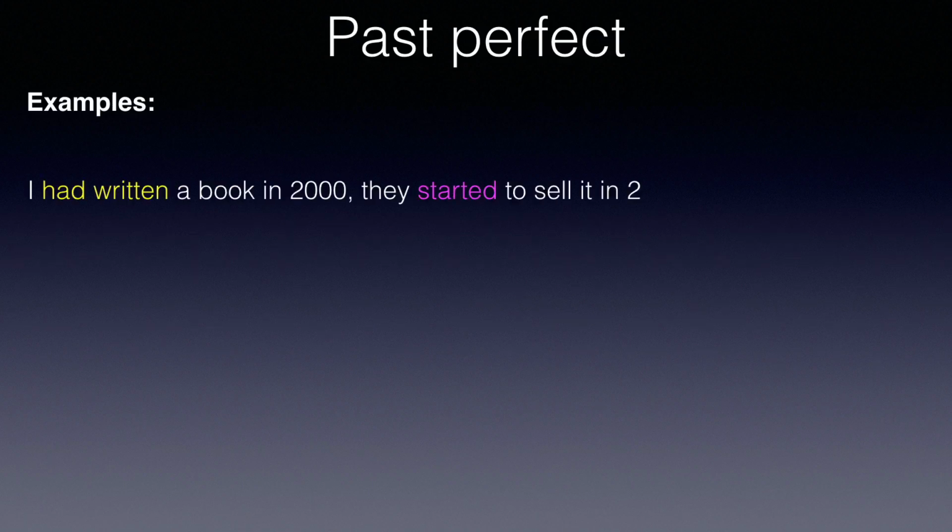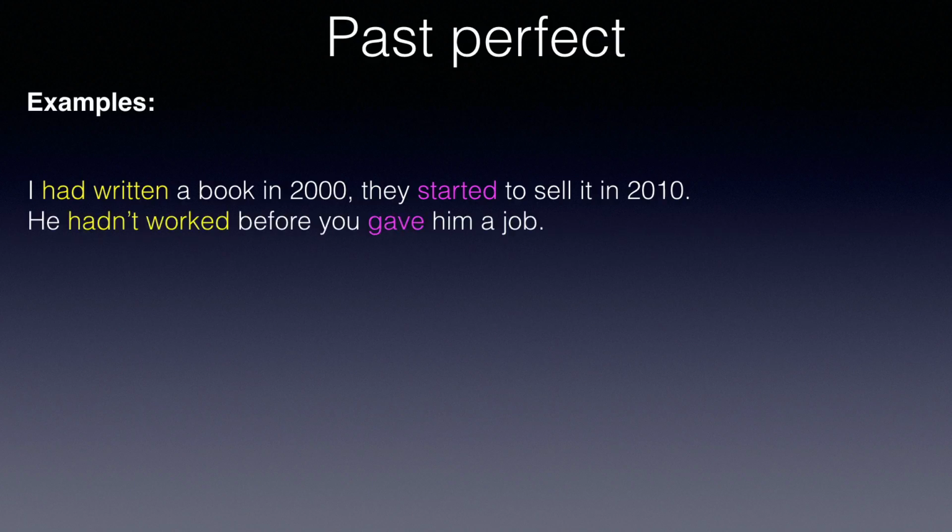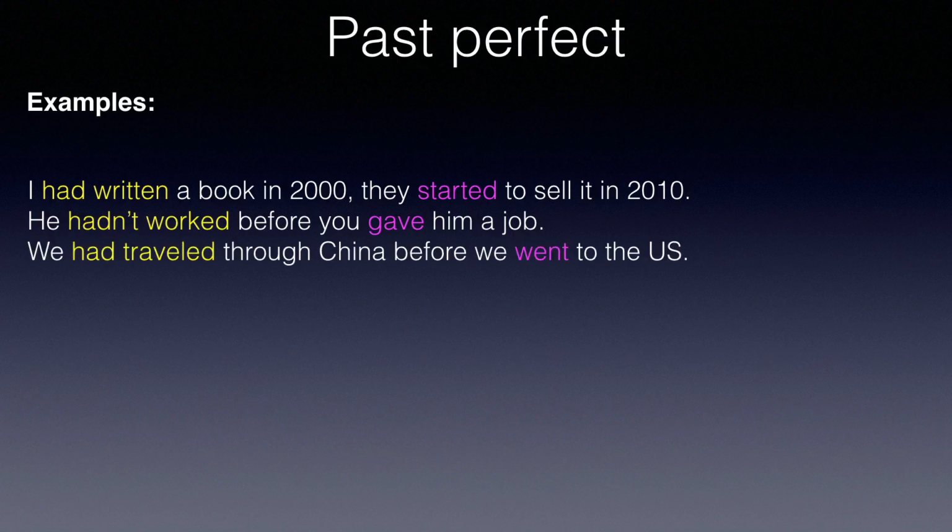So, I had written a book in 2000 and they started to sell it in 2010. Okay, first the book, then starting to sell. He hadn't worked before, you gave him a job. So, long time no work and boom, you gave him a job. We had traveled through China before we went to the US. So first China, then US.